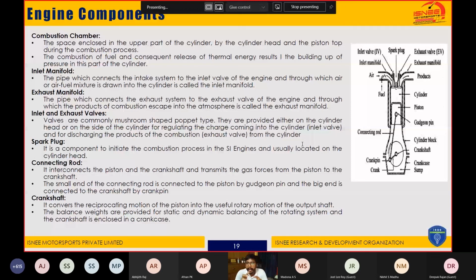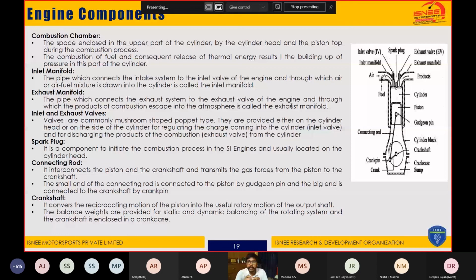Then in a spark ignition engine, we have the spark plug. The spark plug is something that creates a spark to ignite the fuel, the gasoline or petrol. And then there is a connecting rod.